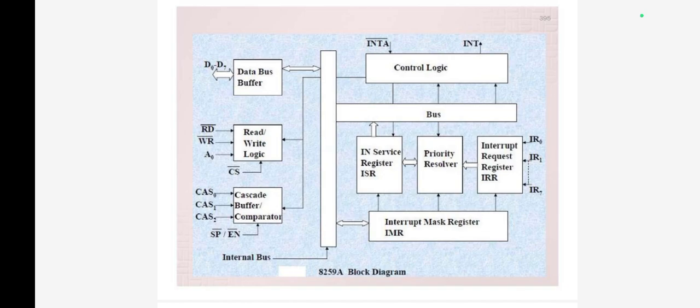It can resolve 8 levels of interrupt priorities in a variety of modes. By cascading 8259s, it is possible to get 64 priority interrupts. The architecture diagram shows the data bus buffer, read-write logic, cascade buffer or comparator, control logic, in-service register, priority resolver, interrupt request register, and finally the interrupt mask register.